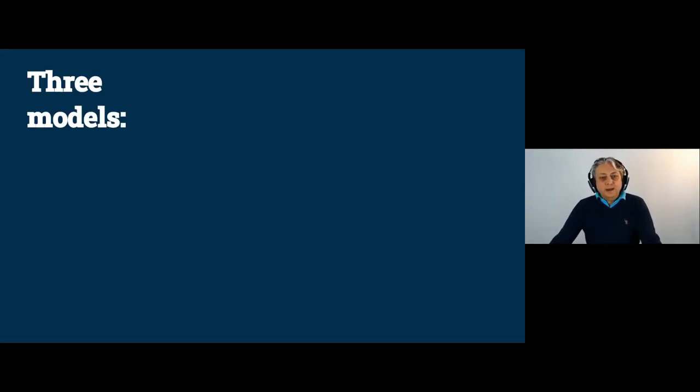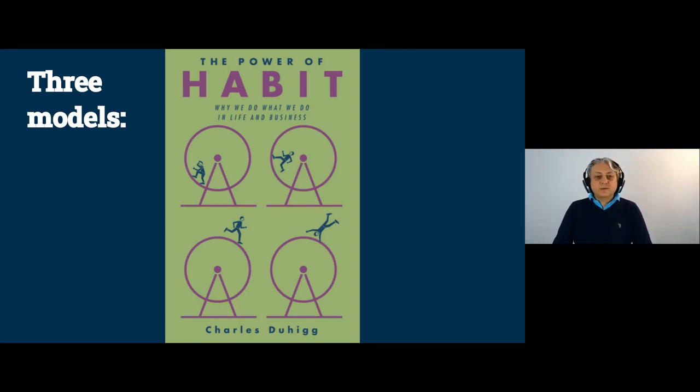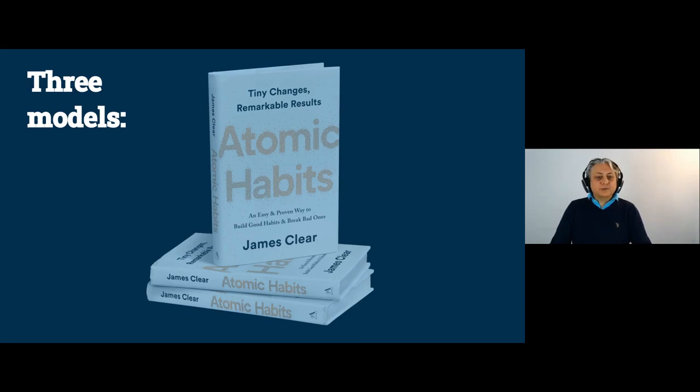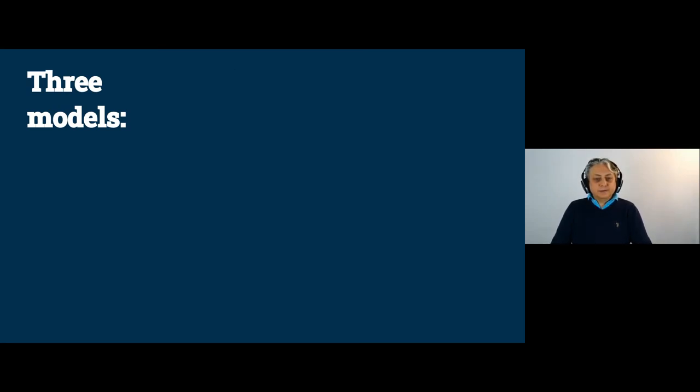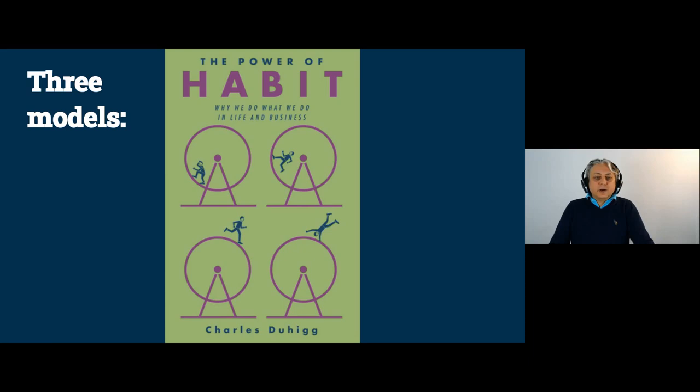All right. Now there are three models for habits that we know, three books. The first one is called The Power of Habit. This is an older book that talks about the science of habits. It is a bit outdated, and we'll see why. One of the things it said is that you need something like 60 something days to adopt a new habit. But we'll see that this has actually been changed in the literature.